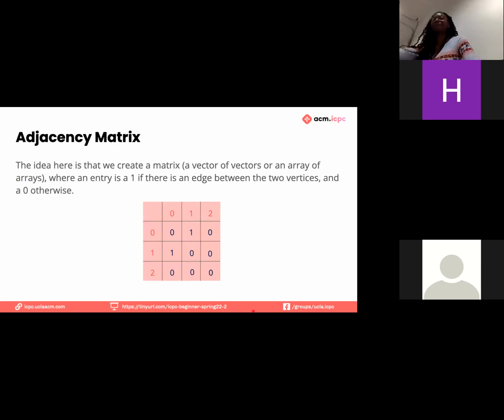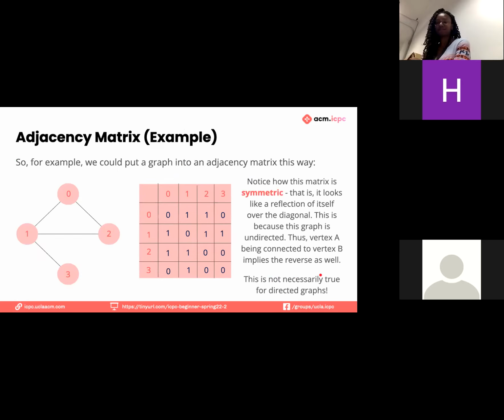We can use an adjacency matrix. So the idea here is that we create a matrix, a vector of vectors, an array of arrays, where an entry is 1 if there is an edge between the two vertices, and it's 0 otherwise. So for example, we could put a graph into an adjacency matrix this way. And we also can see that this matrix is symmetric, so across this diagonal here, it looks like a reflection of itself. And this is because this graph here is undirected. So if vertex A is adjacent to vertex B, that implies that vertex B is adjacent to vertex A. And this is not necessarily true for directed graphs. In fact, it's almost never true.